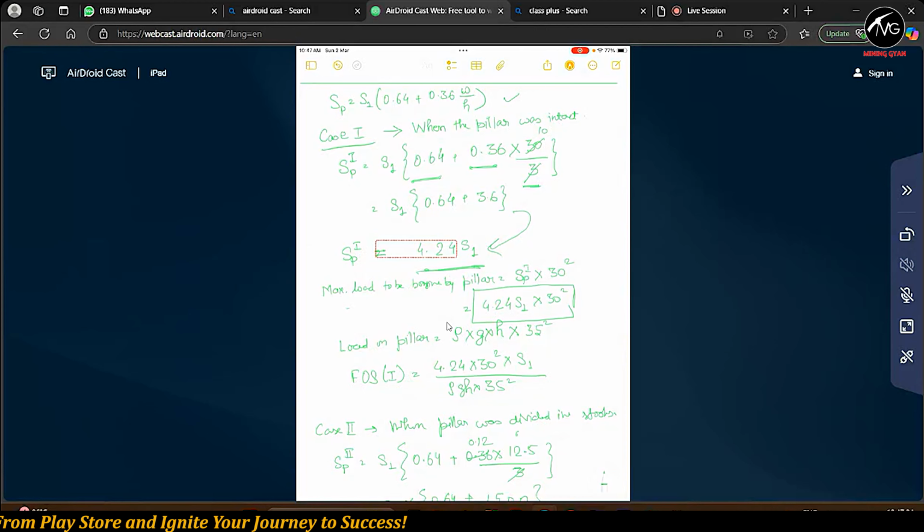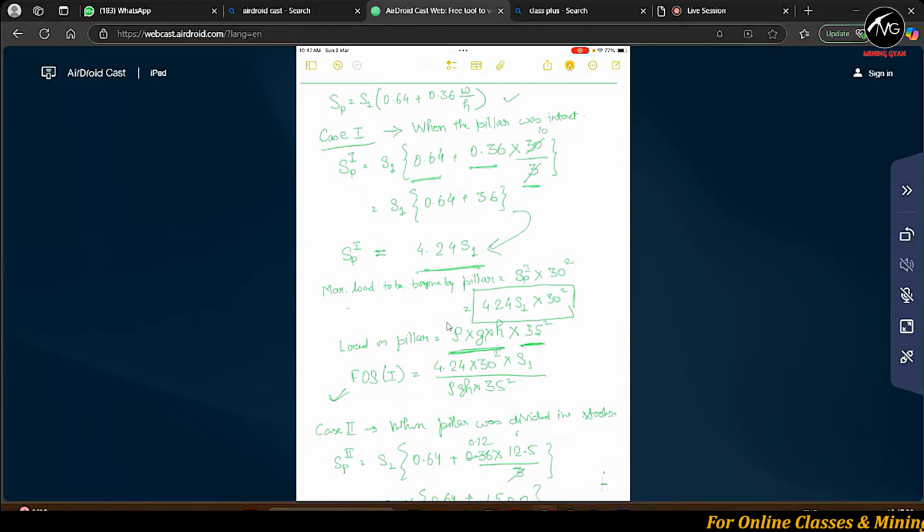Now the load on the pillar would be the pressure on the pillar, rho g h, into the effective area on which the load would be distributed, that is an equal distance from the pillar, 2.5 meters on either side. That area would finally be enlarged to 35 square meter, and the FOS in the first case would be the maximum load on the pillar upon the load experienced by the pillar. This has come down to this value.